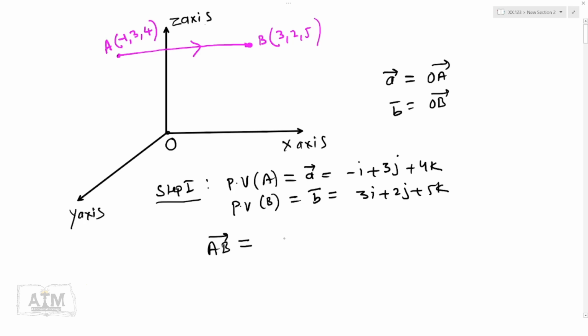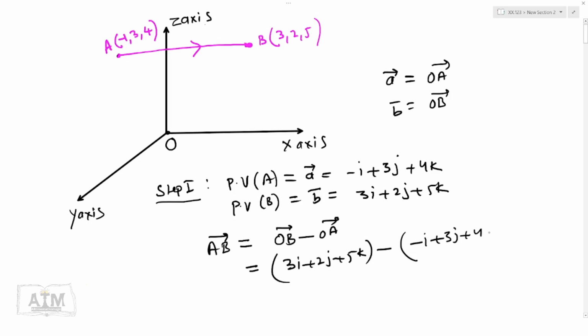So how to find vector AB? Vector AB is given by the formula vector OB minus vector OA. It has come from the triangle law of vectors. So vector AB equals vector OB minus vector OA. Vector OB is nothing but 3i plus 2j plus 5k, and vector OA is nothing but minus i plus 3j plus 4k.